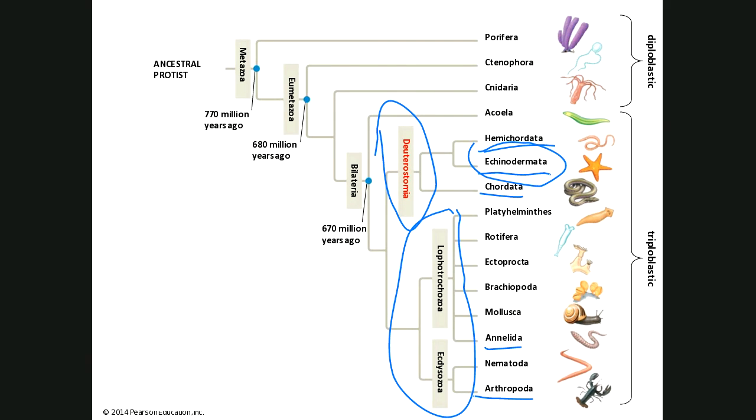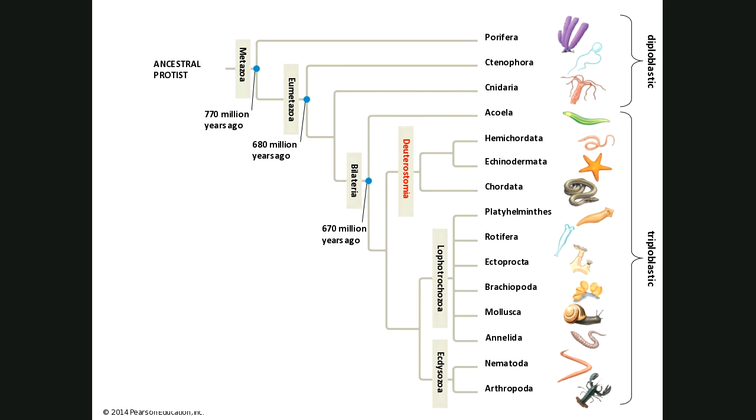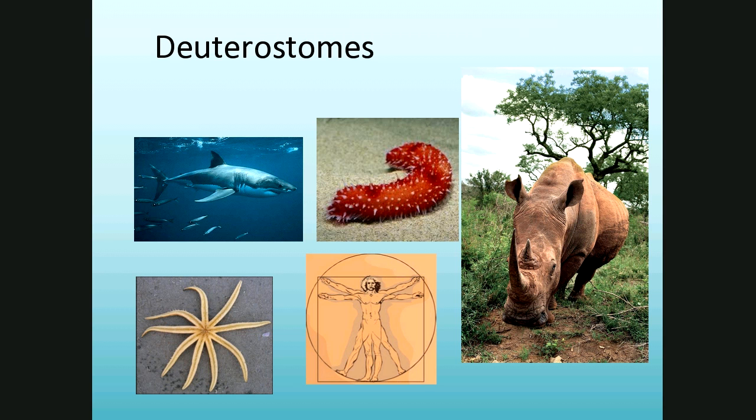The word echinodermata means spiny skin. So we're going to be talking about spiny skin creatures. So there we go, deuterostomes. Deuterostomes are everything from you and me, the white shark in the upper left, that rhino on the right, to all these weird little things. This is a sea cucumber, a very odd looking critter, but you are distantly related to that. You're more related to that sea cucumber than you are to insects or other invertebrates. And then, of course, sea stars.